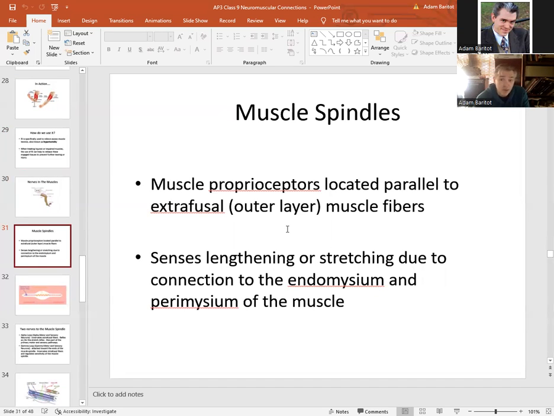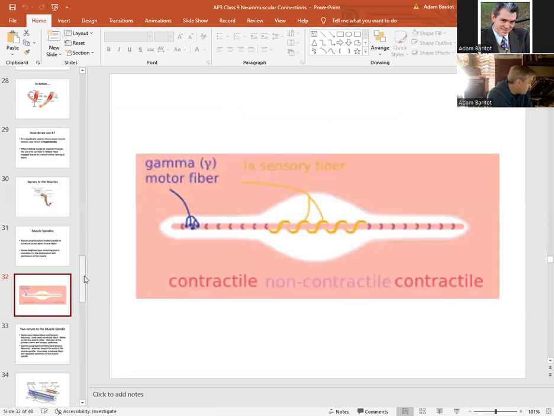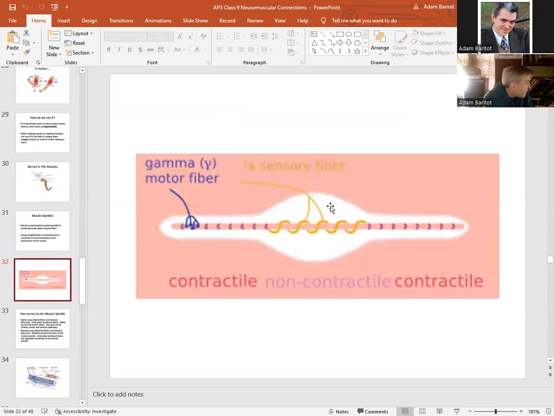These are proprioceptors. They tell where the muscle is in time and space. And these are usually located inside the belly of a muscle. They sense lengthening or stretching due to connection to the endomysium and perimysium of the muscle. Muscle spindles are intimately connected with our connective tissue and know when our structures are moving. We can actually see there's an alpha nerve going straight to it, as well as a gamma nerve.